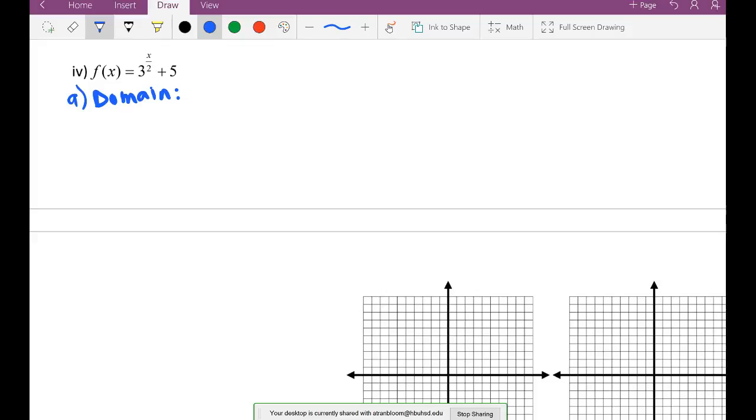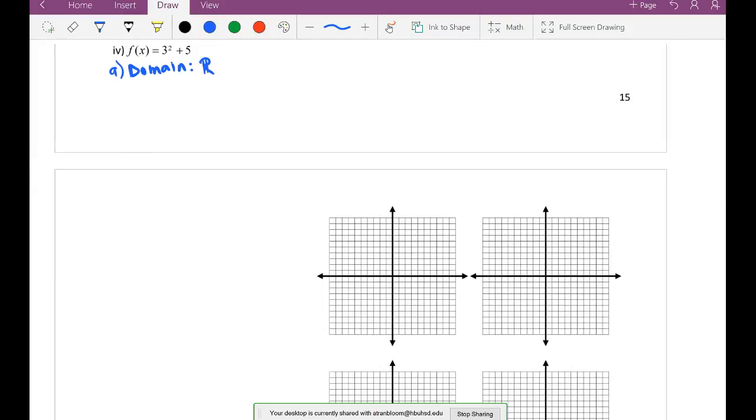Exponential. Good. This is an exponential function, class. So the domain of all exponential functions is all real numbers. Good job. Letter B. Instruction. Owen, what was letter B? What did it instruct us to do?